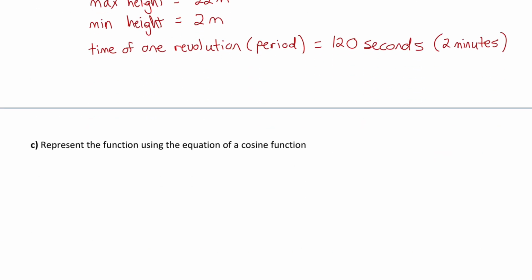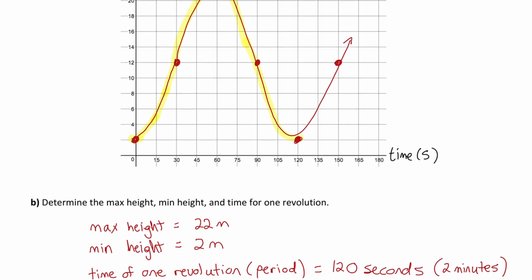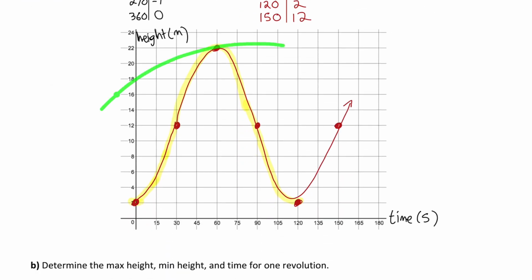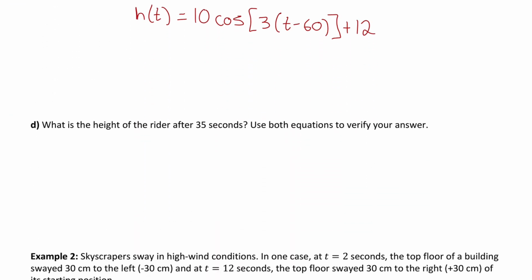So I'll go ahead and do that down here. And now this new equation and the original equation that the question gave us, they both model this graph exactly. They're both equivalent equations. And to demonstrate that to you, in part D, it says what is the height of the rider after 35 seconds? Use both equations to verify your answer.